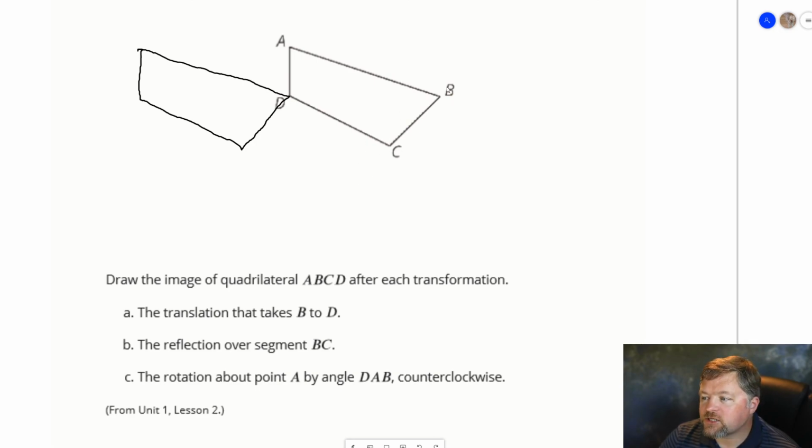A reflection over segment BC. Well, the easiest part of that is this segment right here stays right where it is. A has to go perpendicular to the line of reflection, the same distance away, and D has to go perpendicular to the line of reflection, the same distance away. So you should get a figure that looks like that.